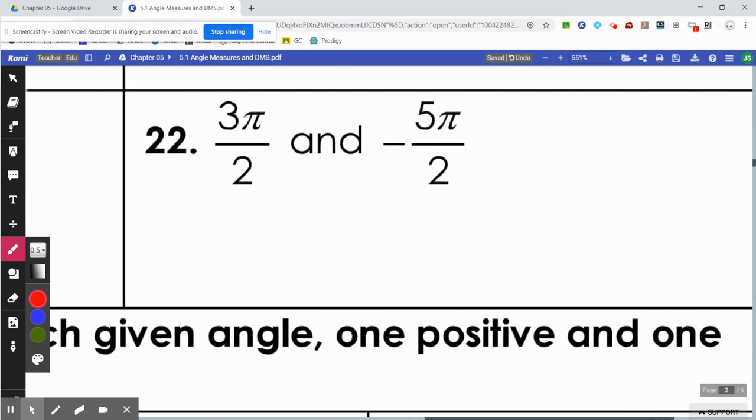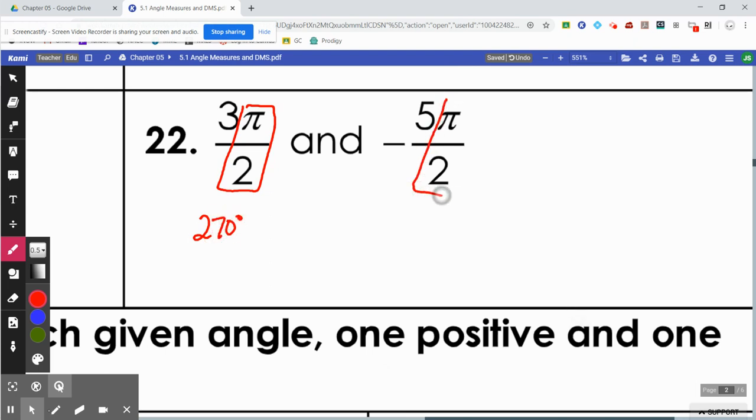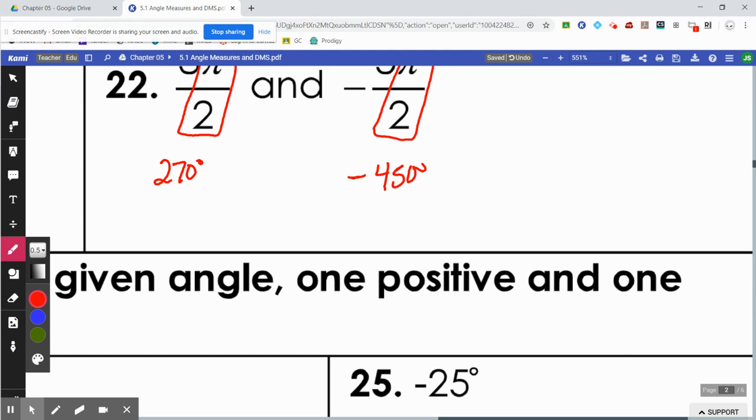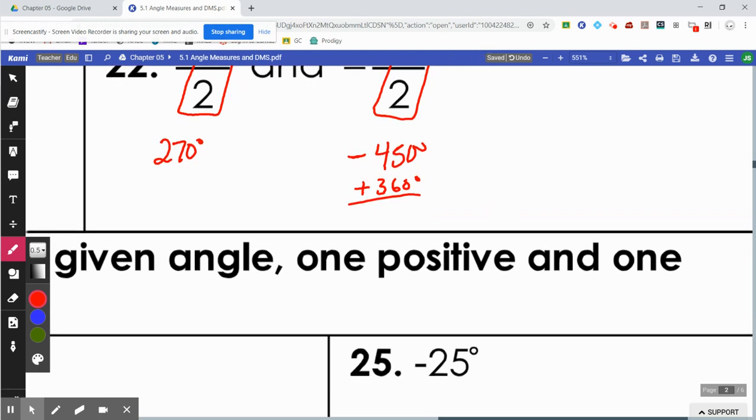Number 22, 3 pi over 2. Pi over 2 is 180 divided by 2, which is 90. 3 90s is 270 degrees. Pi over 2 again is 90. This is negative 5 times 90, which is negative 450 degrees. Again, the easiest way of doing this, let's add a rotation to this, pretty much to give me something between 0 and 360 to graph, and I get negative 90.